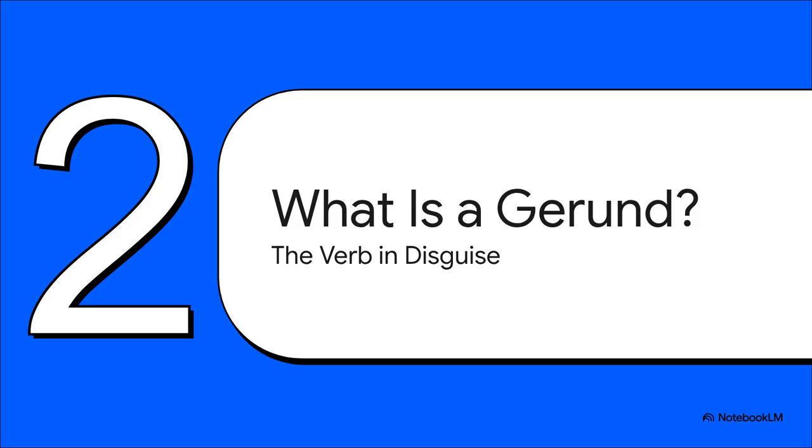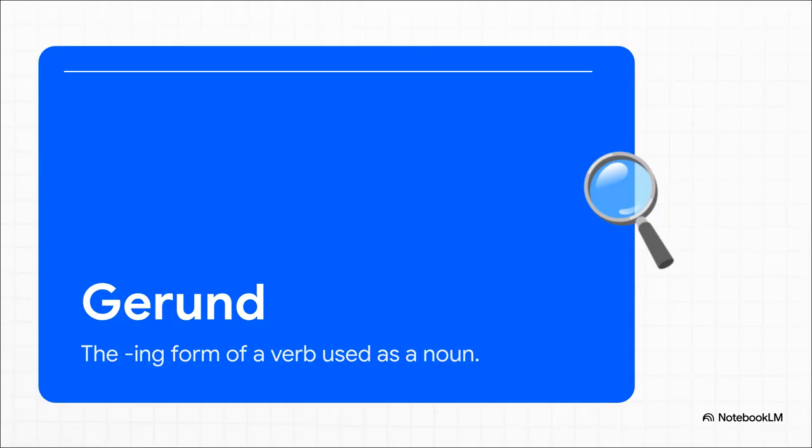Honestly, the best way to think about a gerund is as a verb in disguise. It looks like a verb, it smells like a verb, but it's secretly working a completely different job in the sentence. It's like a spy. And here it is, its secret identity revealed. A gerund is just the ing form of a verb that's pretending to be a noun.